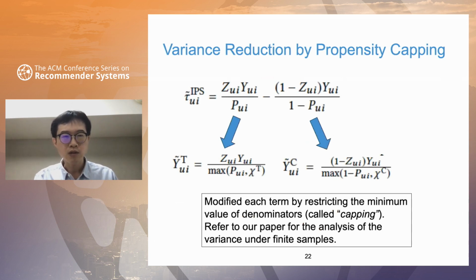However, the IPS is known to suffer from high variance. That is, if P_ui or 1 minus P_ui is very small, this left or right term can become very large. So we restrict the denominators by propensity capping.